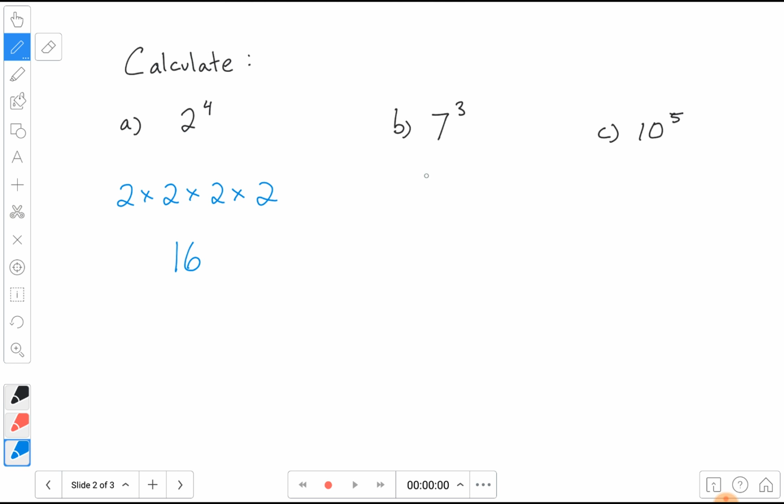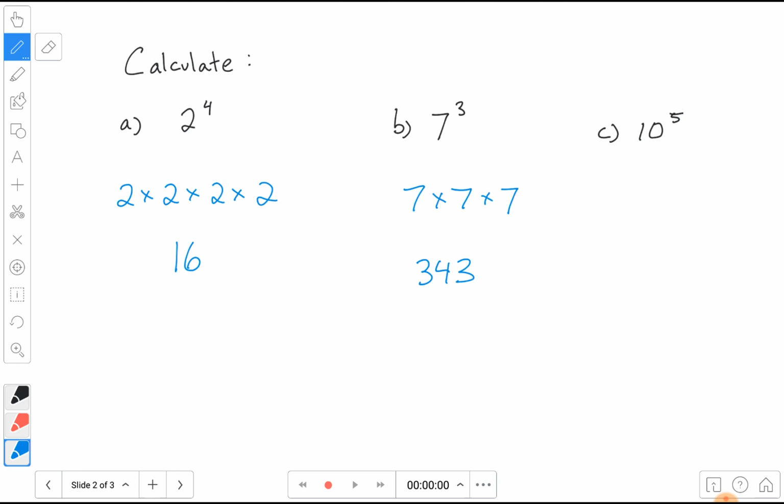7 to the power of 3. This means 7 times itself 3 times. So 7 times 7 is 49. 49 times 7, you might have to write that long multiplication on the side, and it comes out to 343.